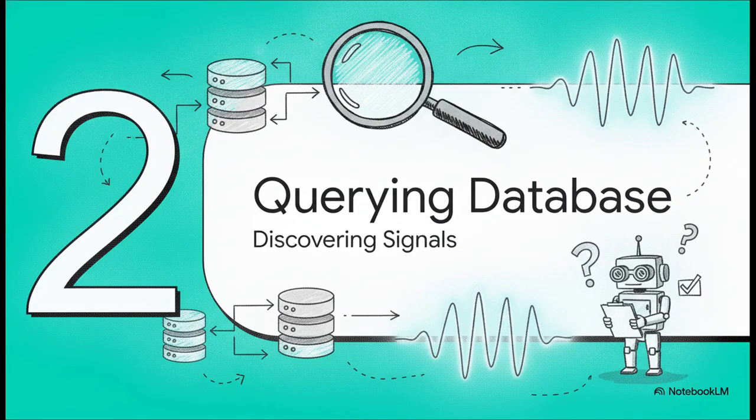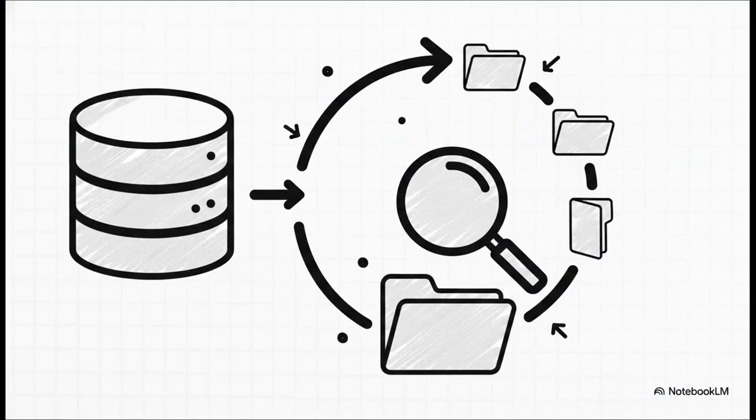Moving on to Section 2, Querying the Database, Discovering Signals. Obviously, before our EA can evaluate anything, it has to scan the marketplace first. So how do we actually program this discovery phase?